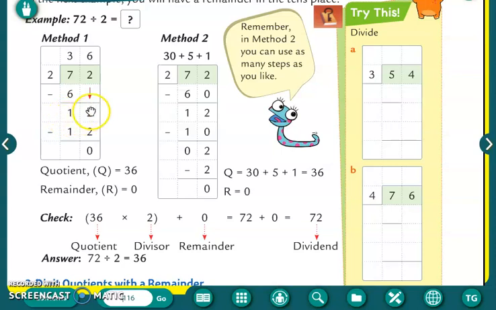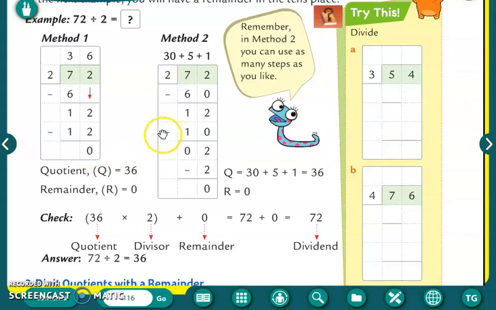After writing 1, we will carry this 2 with 1. So the total number will be 12. Now here we have to see in the table of 2 when the number 12 will come. So that is 2 sixes are 12, and 12 minus 12 is equal to 0. The remainder will be 0. Quotient is equal to 36 and remainder is 0. This is the first method.